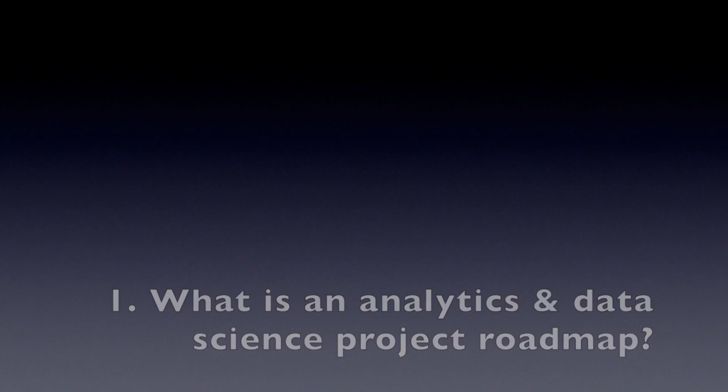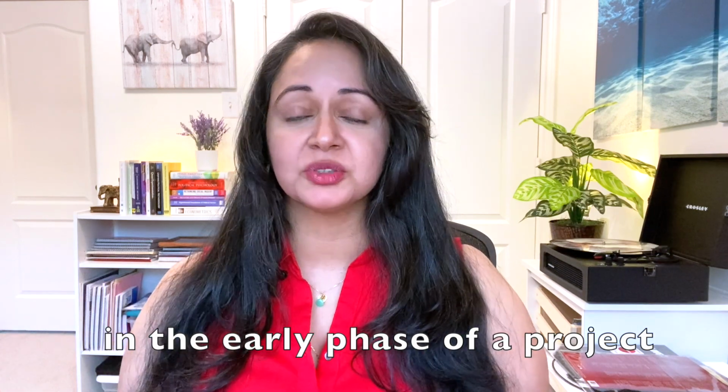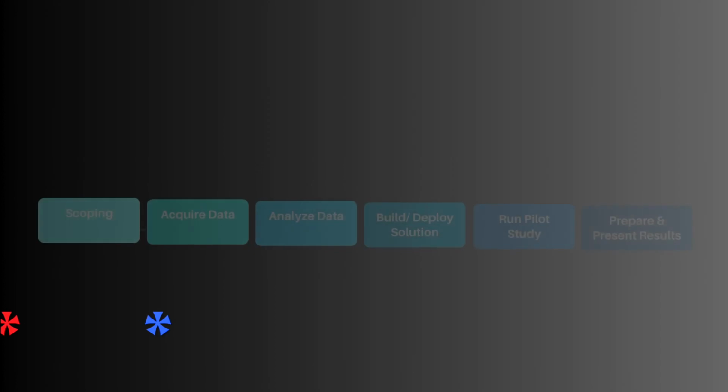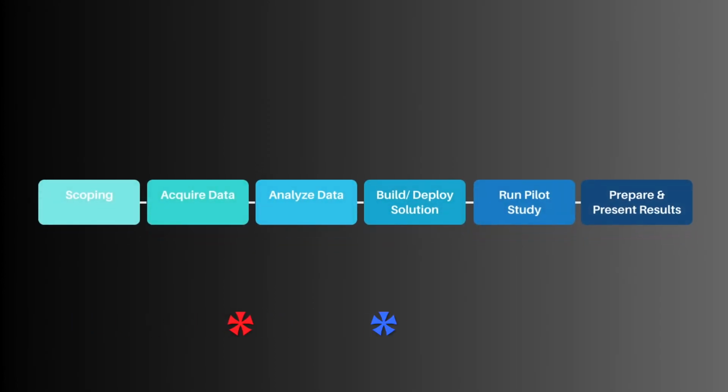What is a data science project roadmap? You use it in the early phase of a project when you're first getting the project or somebody has requested the project and you want to create a roadmap that's going to take you from the problem you're solving initially all the way through to data collection, analytics, results, presentation, a pilot study if you have it, deployment, evaluating the impact. It's an overall roadmap for your project.